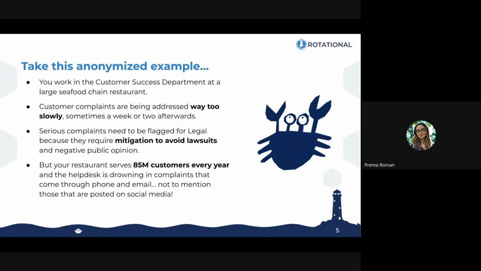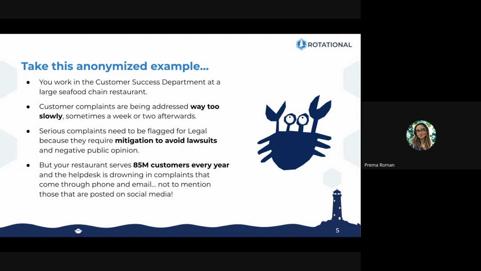So let's actually take a look at a concrete example. So let's imagine that you're a data scientist that works in the customer success department at a large seafood chain restaurant. And customer complaints are being addressed way too slowly. Sometimes it takes a week or two afterwards. And the more serious complaints need to be flagged for the legal team because they require mitigation to avoid lawsuits and negative public opinion. And you're a team of few data scientists and a few customer service representatives having to serve over 85 million customers every year.